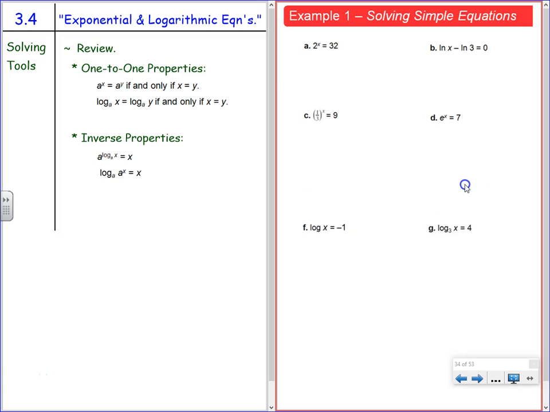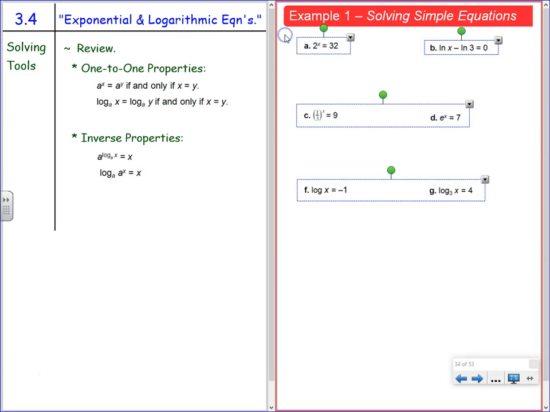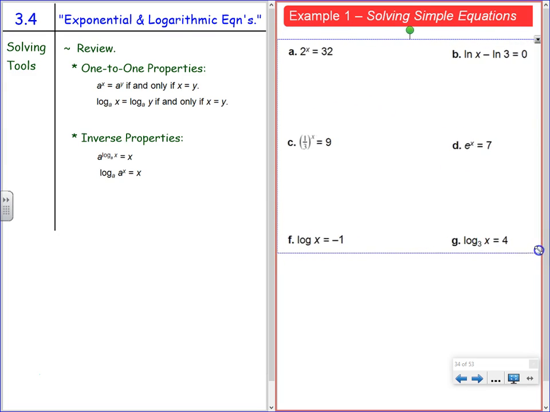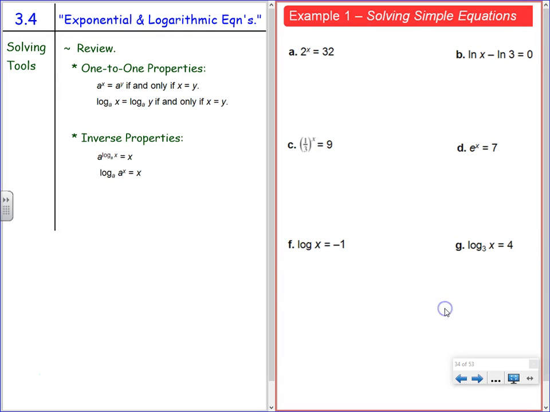Here, let's do this. That's not gonna work. That's better. Let's see how big I can make them. Oh, that's better, right? Okay.